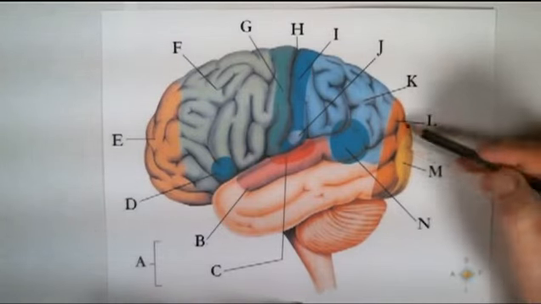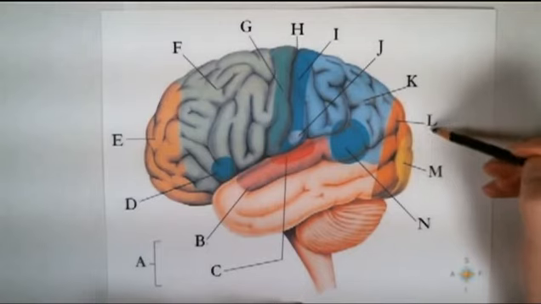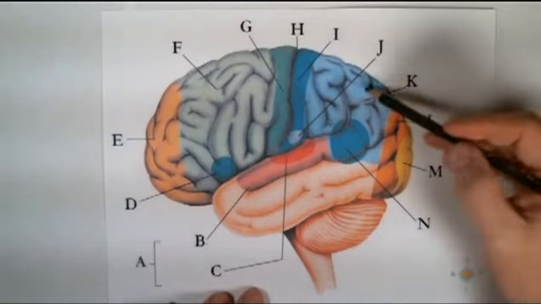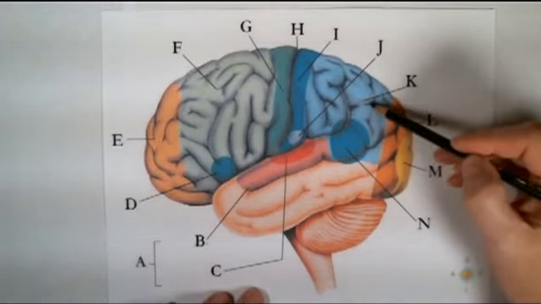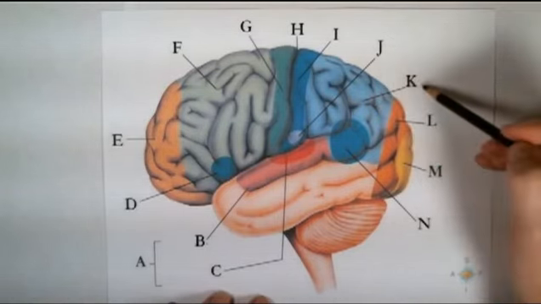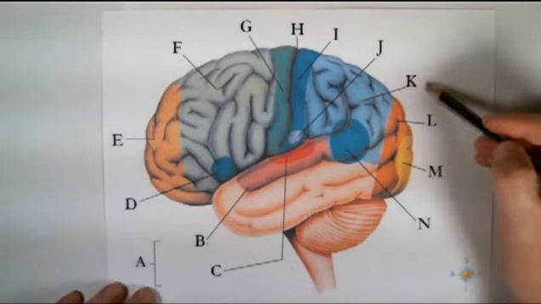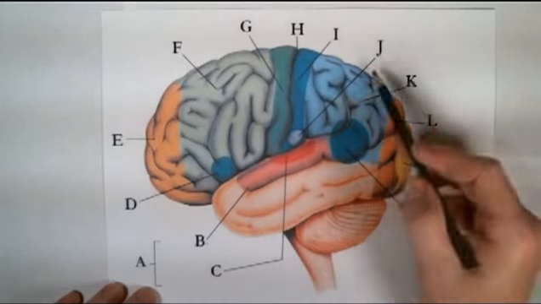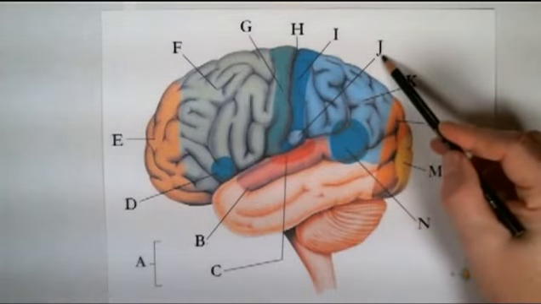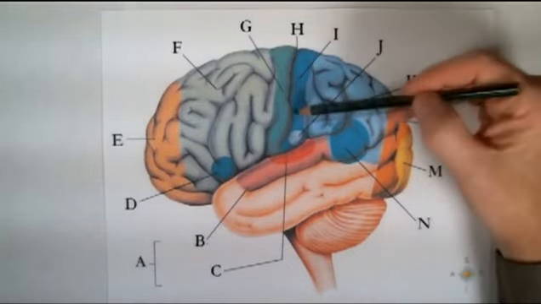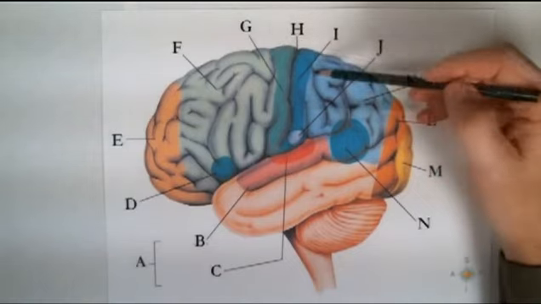Letter L, it's all of this area here. What is letter L? It is the visual association area. Okay, letter K, pointing to this area right back here. Letter K is the somatic sensory association area. And we're going to move all the way over here to J, and it's this little spot right here. Letter J is the primary taste area.